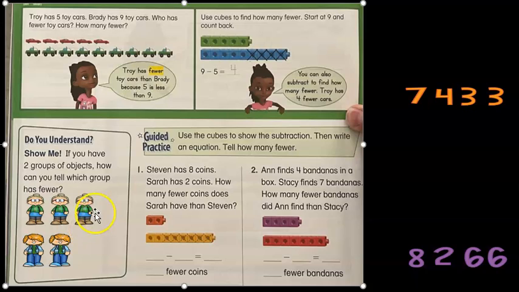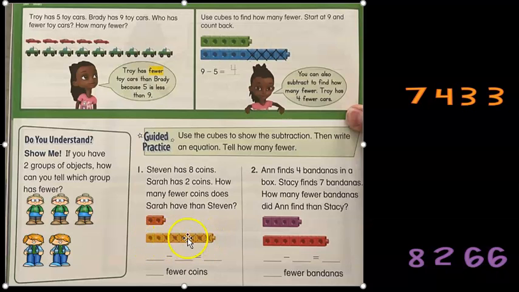Now let's keep going. Look right here. Read with Mr. Big A. Stephen has 8 coins. Sarah has 2 coins. How many fewer coins does Sarah have than Stephen? Okay, look up here. Let's read it again. Stephen has 8 coins. How many coins does Stephen have? 8.